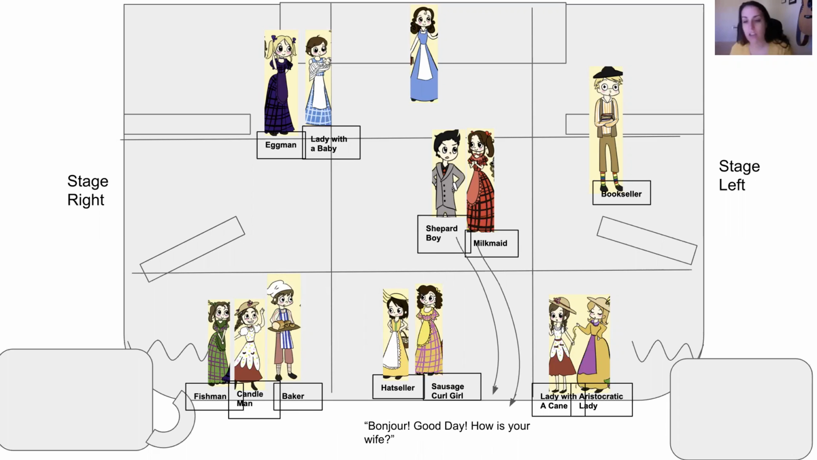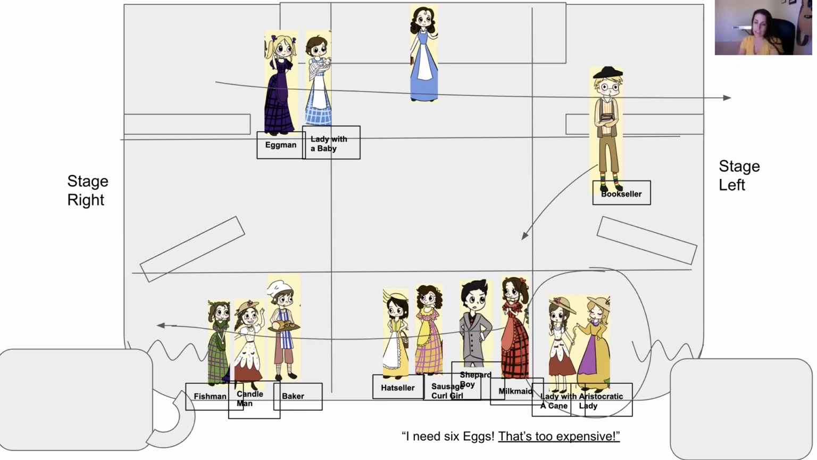So Emily, Peterson, and Lucia, you come and join right beside them in between zones 2 and 3, and you sing, bonjour, good day, how is your wife? I need 6 eggs, that's too expensive. This is happening in zone 3. Meanwhile, we have some exits happening, okay?